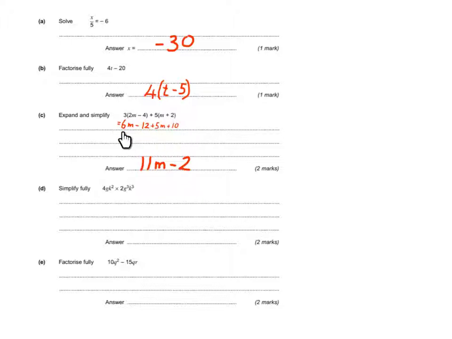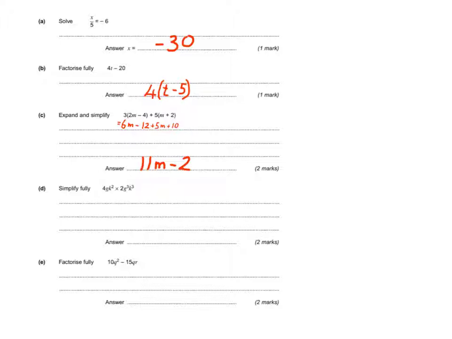So together we've got 6m minus 12 plus 5m plus 10, and some of those things go together. We've got a 6m plus a 5m makes 11m, and then we've got a minus 12, remember the minus belongs to the thing that follows, plus 10, and together they make minus 2. So it's 11m minus 2.